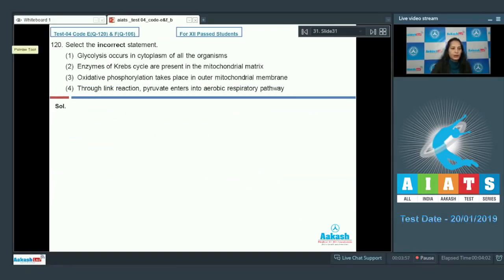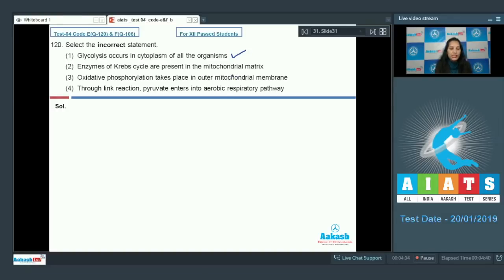Question number 120. Select the incorrect statement. First option, glycolysis occurs in cytoplasm of all the organisms. Second, enzymes of Krebs cycle are present in the mitochondrial matrix. Third, oxidative phosphorylation takes place in outer mitochondrial membrane. Fourth, through link reaction, pyruvate enters into aerobic respiratory pathway. So, which statement is incorrect? Glycolysis occurs in cytoplasm of all the organisms.